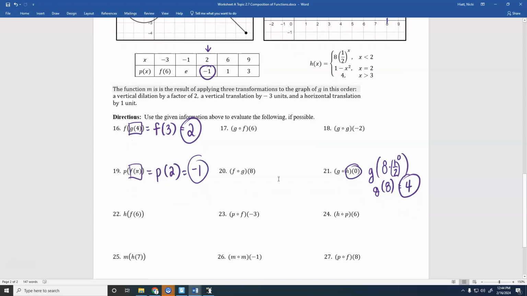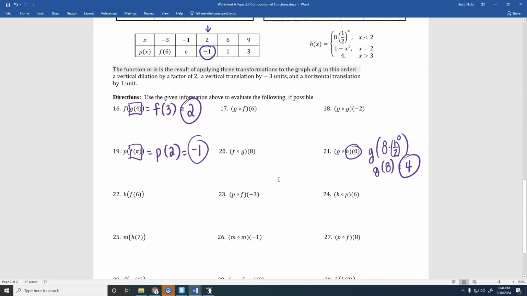All right, let's find a crazy one that does m. Let's do 26. 26 is weird in two ways. Number 1, we have to do the verbal explanation, and we're doing m of m, right? It's like you're plugging something into that equation twice.